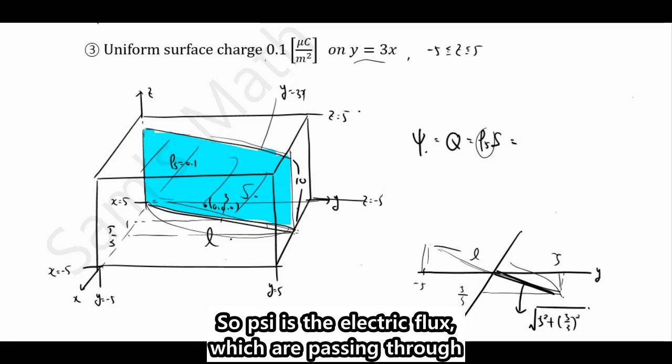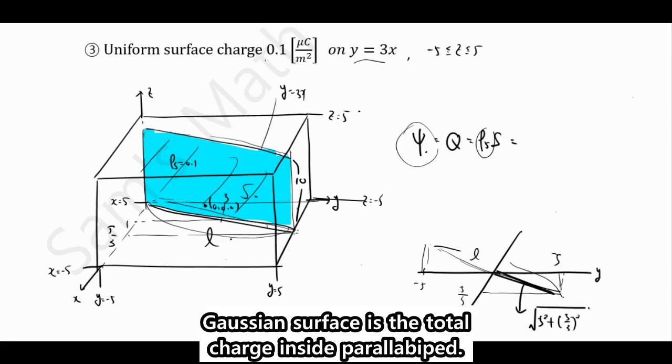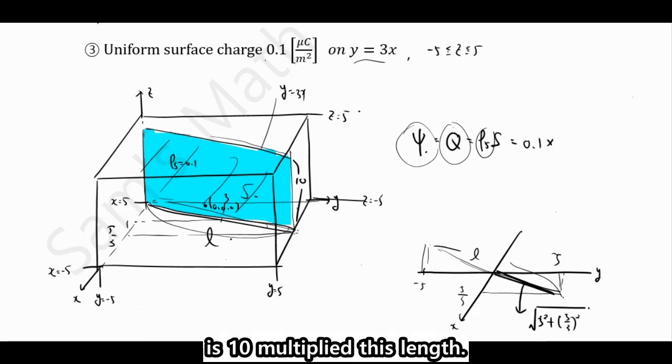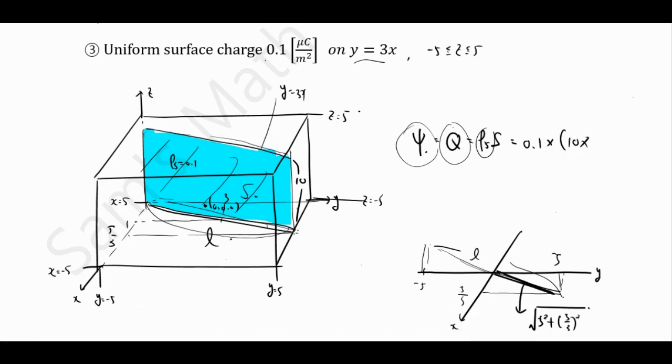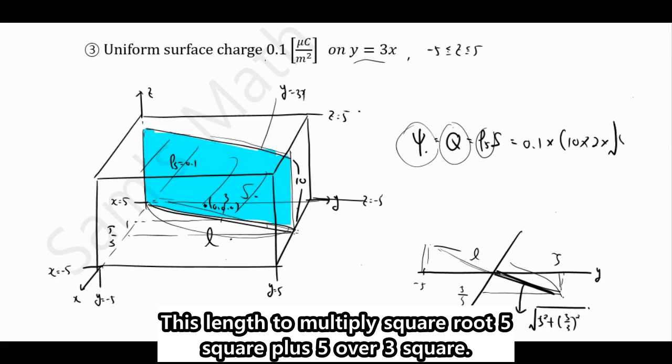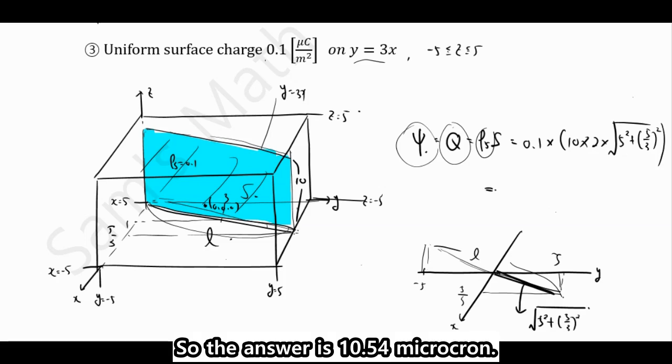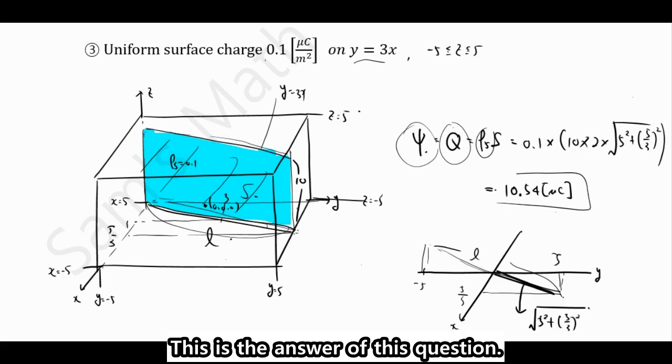So psi, the electric flux which is passing through the Gaussian surface, is the total charge inside the parallelepiped. We try to find the total charge inside the parallelepiped: rho s, 0.1, multiply the area, 10, multiply this length, 2 multiply the square root of 5 squared plus 5 over 3 squared. So the answer is 10.54 microcoulomb. This is the answer of this question.